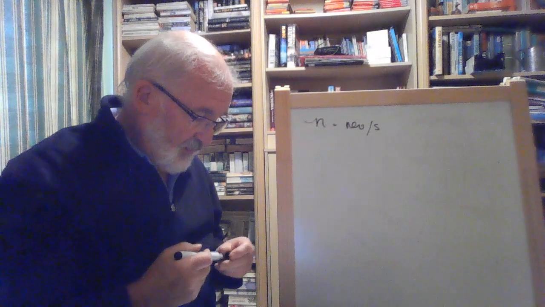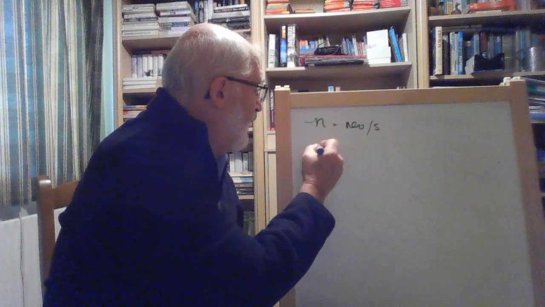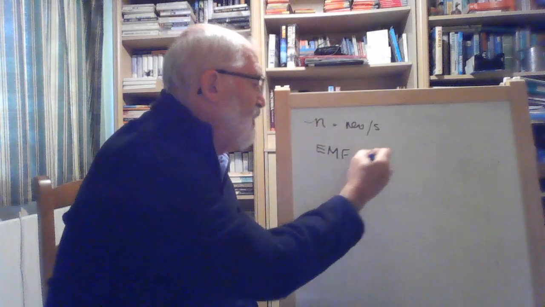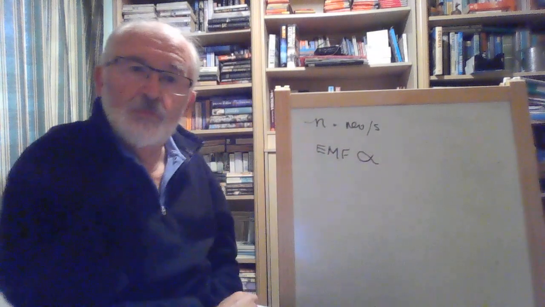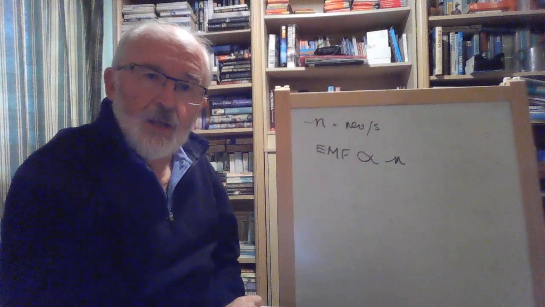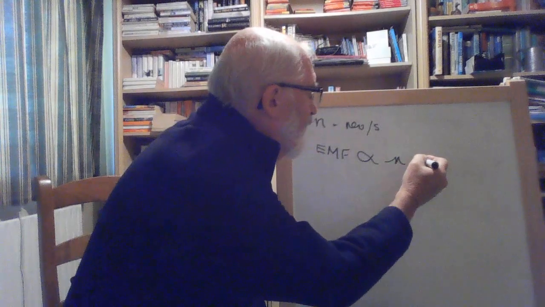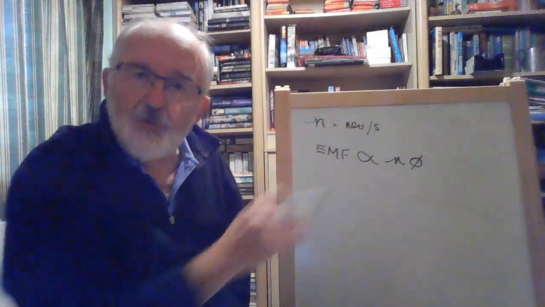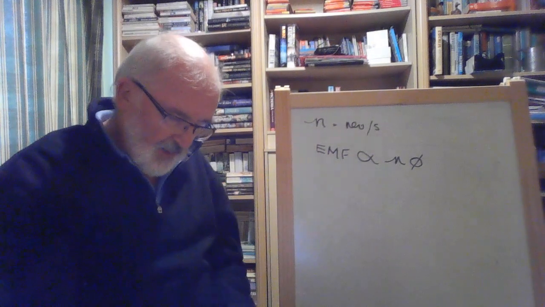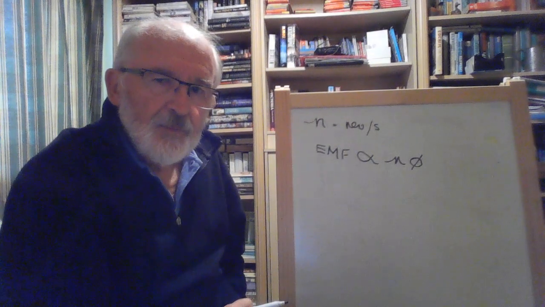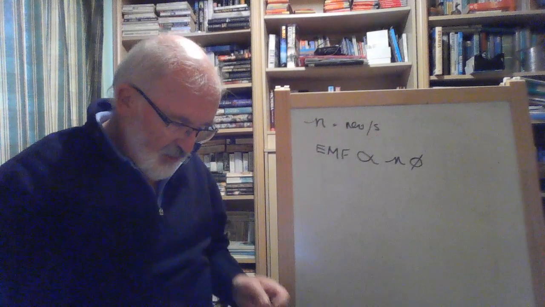That's rotating round, and the size of the EMF is proportional to the number of revs per second and the density of the flux. Just Faraday's law. So this little symbol here is the strength of the magnetic flux that we need in the generator to generate our EMF.